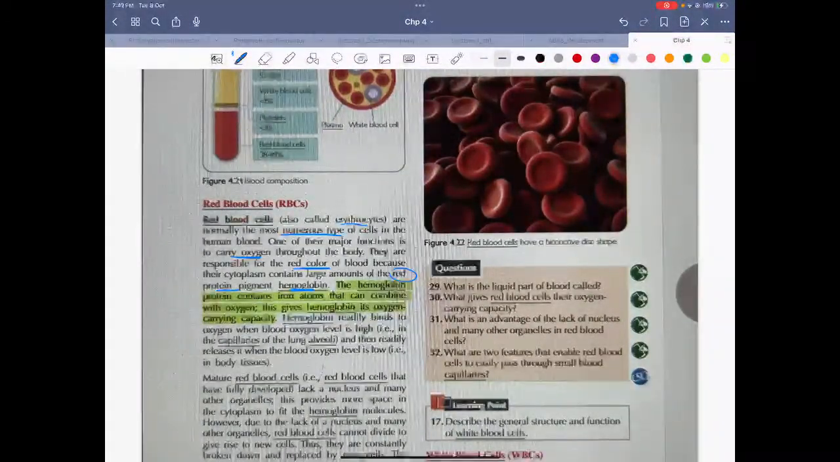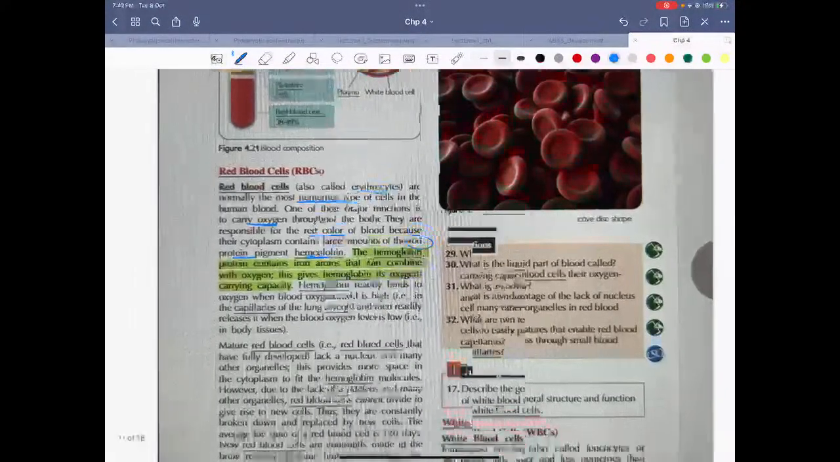Same thing as chlorophyll. Chlorophyll in plants is what? A green pigment, and that's why they're green. Same thing in our blood. Why does it have a red color? Because hemoglobin is a red protein pigment.